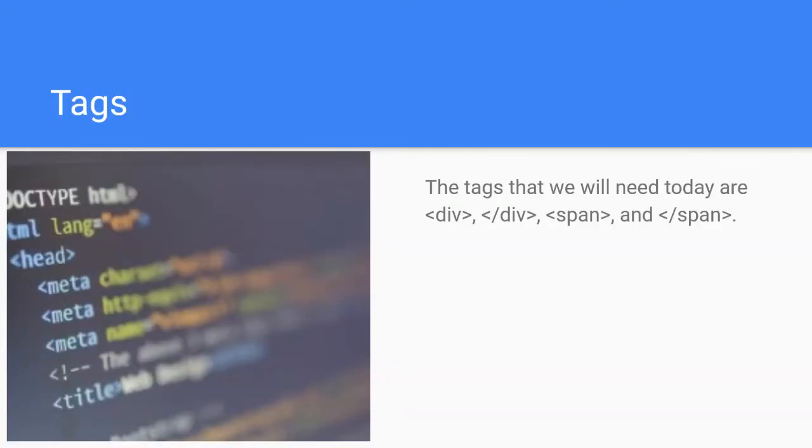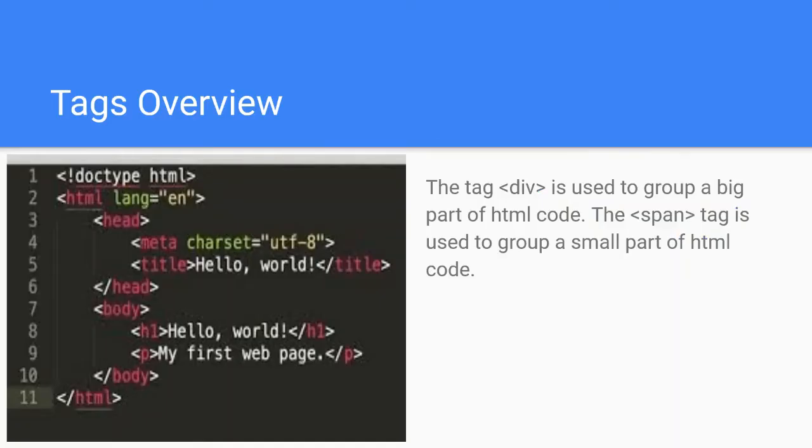Tags. The tags that we will be needing today are div, the ending div tag, span, and the ending span tag. Tags overview. The tag div is used to group a big part of HTML code. The span tag is used to group a small part of HTML code. Now I'm going to be showing you how to use div and span in your code.